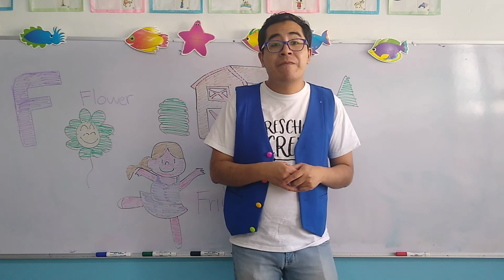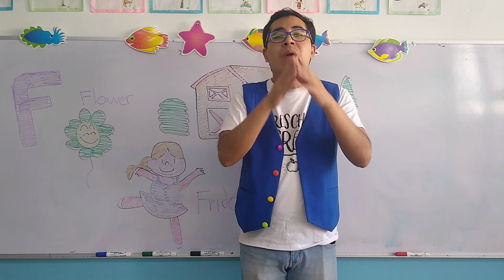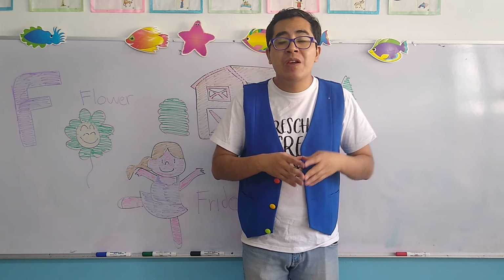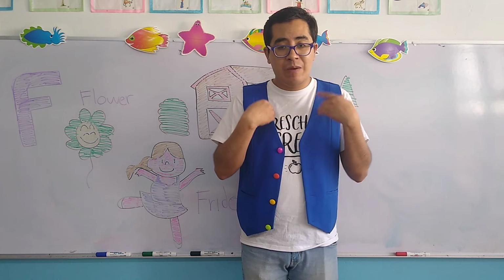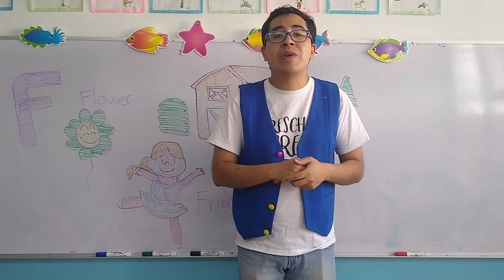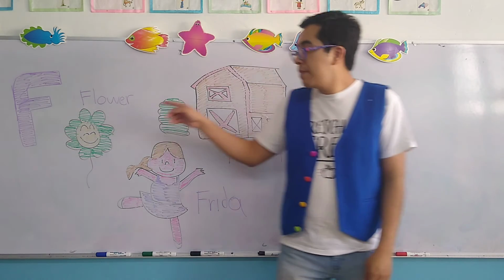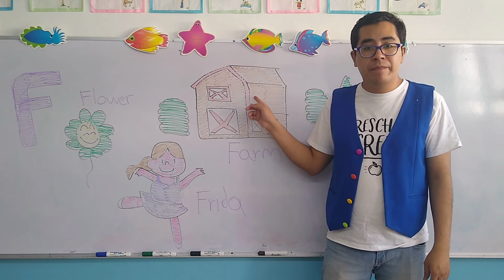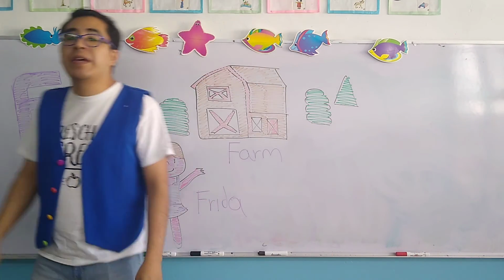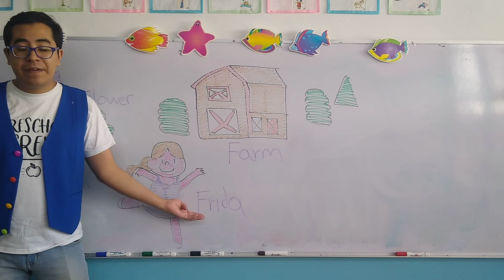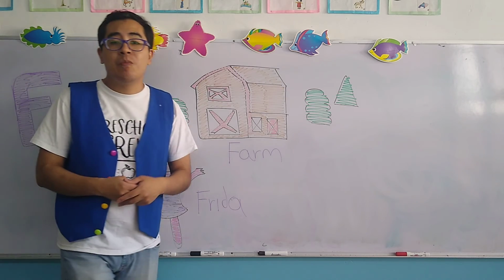La F minúscula. Now, before we finish the class, my children, let's check one more time the objects of today. Remember, those that have small f. For this, I am going to say it first, then you repeat after me. Flower, farm. Remember, farm in Spanish, granja. And finally, Frida. Remember, the word Frida begins with the letter F, small f.